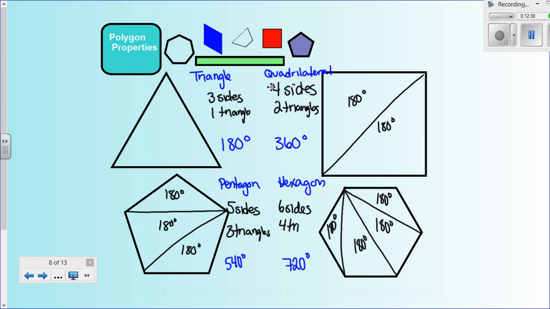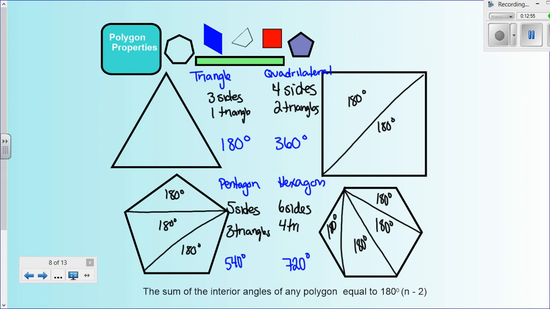So 4 is the number of sides. If I subtract 2 from that, I get 2 triangles, which is 360 degrees. For a pentagon, I have 5 sides. If I subtract 2, I get 3 triangles, which gives me 540. 6 minus 2 is 4, times 180 is 720. So this is true for all polygons.